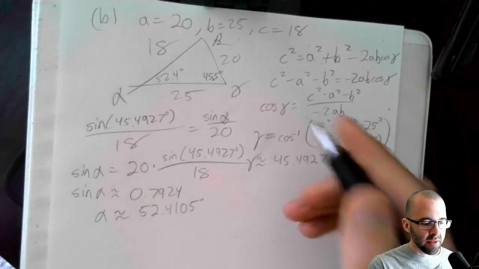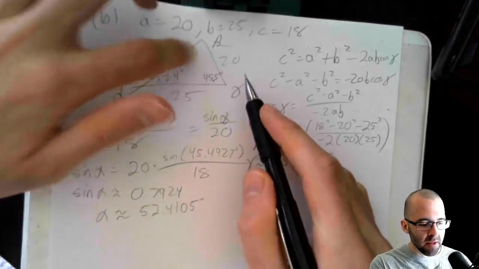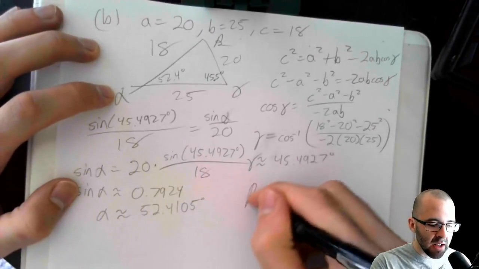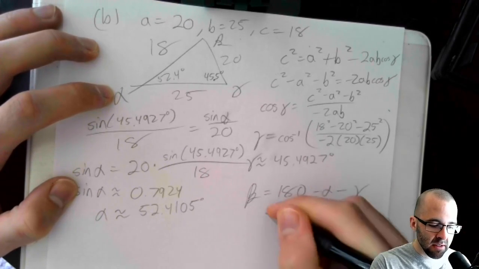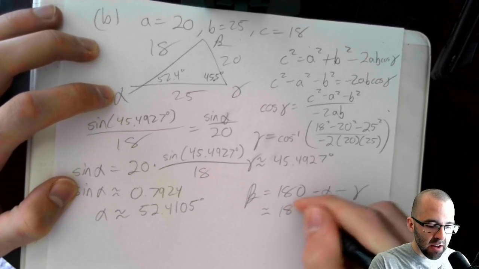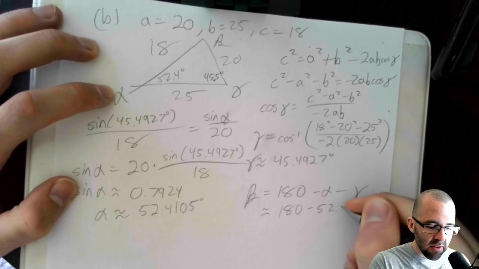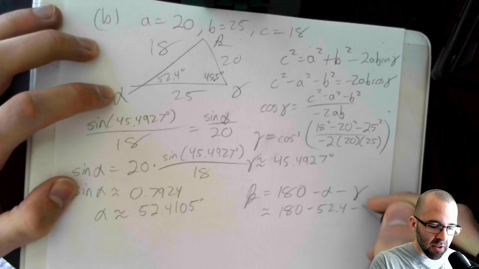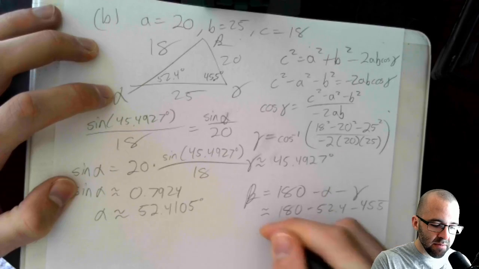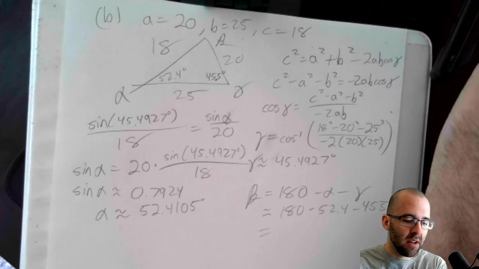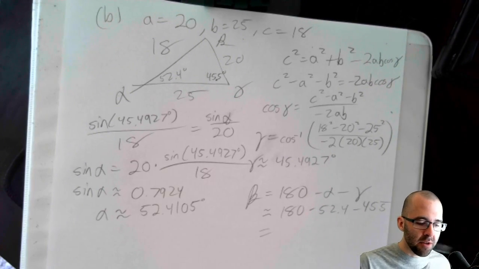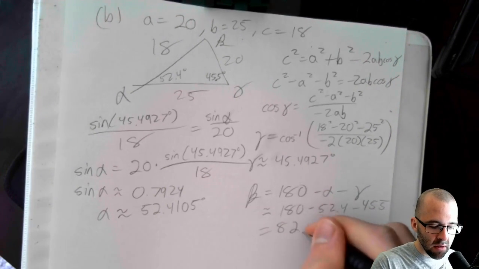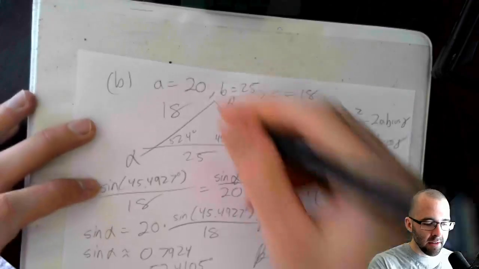All right. So we found alpha, found gamma. Beta is not too bad, because beta is just always going to be 180 minus alpha minus gamma, right? That's 180 minus 52.4 minus 45.5, which is going to be 82.1 degrees.